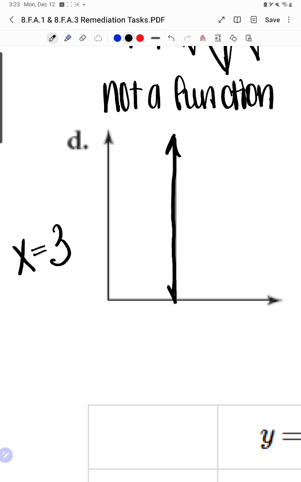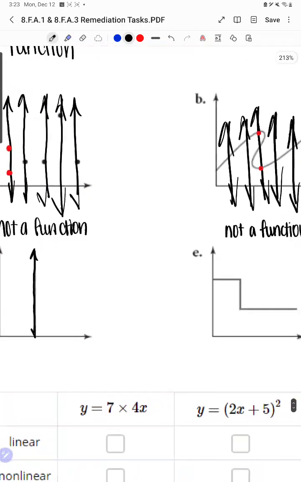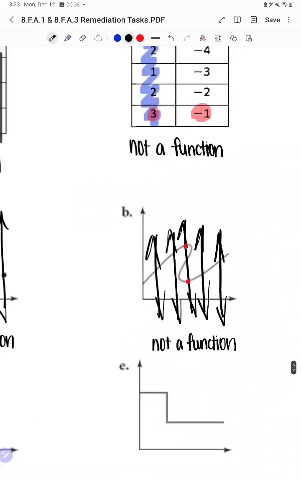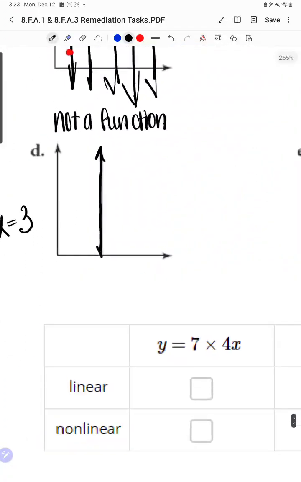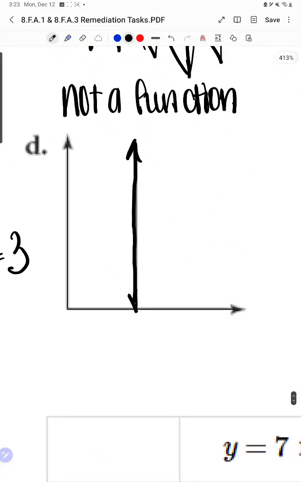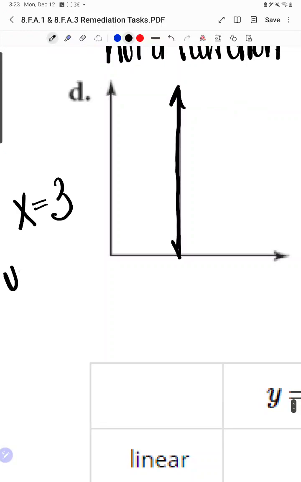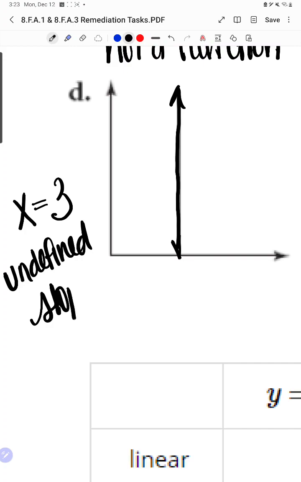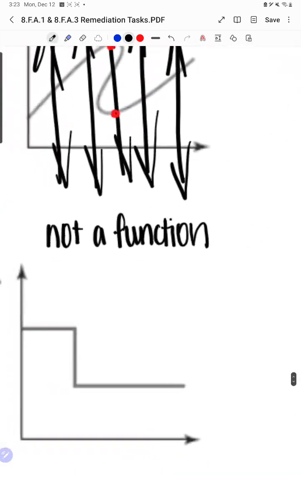While it's not super relevant to the vertical line test, I just wanted to remind y'all of what slope is and what the slopes of these graphs are. So this one has an undefined slope, and this one has a slope of 0.